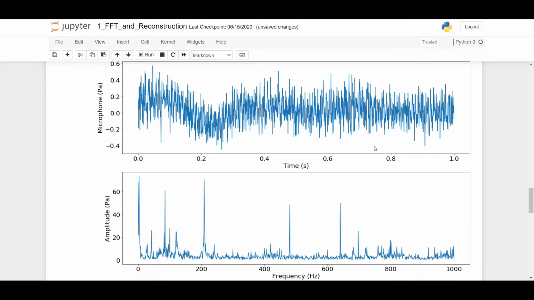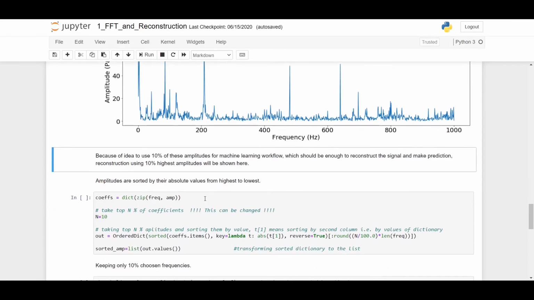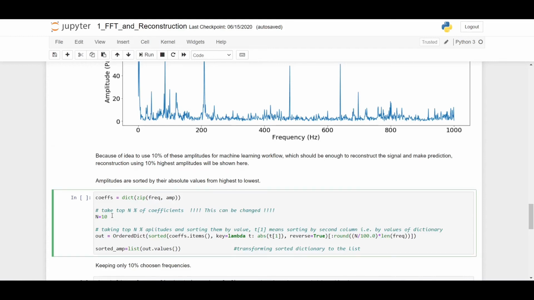We created two plots. First one is raw signal in time domain, and second one is frequency spectrum after Fourier transform. When we look at this spectrum graph, it's obvious that some frequencies are more dominant than the others, like these three here. The dominant frequencies have higher amplitudes, and because of that it's possible to reconstruct the signal that will be almost as original using only a percentage of the most dominant frequencies. This is good in terms of data size reduction, which makes it easier to work with them. Here we define number n, which is the percentage of the most dominant frequencies we want to use, and it can be changed as desired.